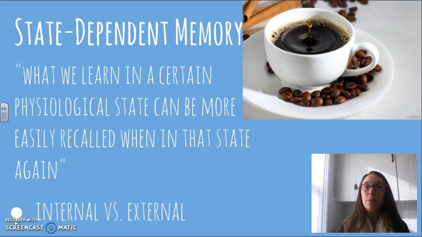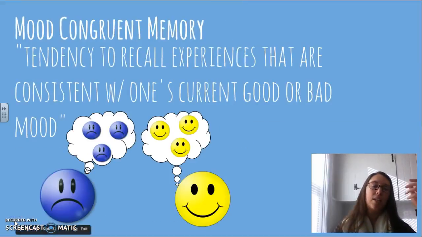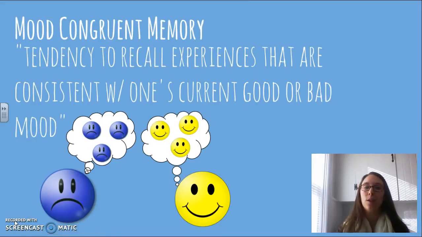And with state-dependent memory, we also have a very specific type, which refers more to our emotional state than anything else. And that's known as mood congruent memory. This is our tendency to recall experiences that are consistent with your current good or bad mood. Pretty much, if you're in a positive mood, the types of memories that you're going to more easily trigger are the positive ones. Because when you experience something positive in your life and you're storing that memory, you're also storing your current mood as a retrieval cue. So when you put yourself back in that mood again, those types of memories are more easily going to come to the surface. It also works in the opposite direction with negative memories.